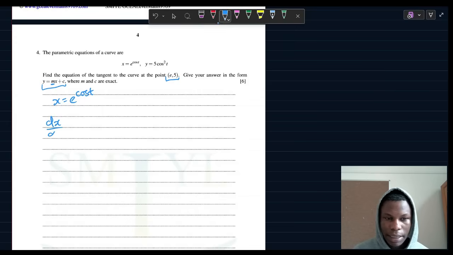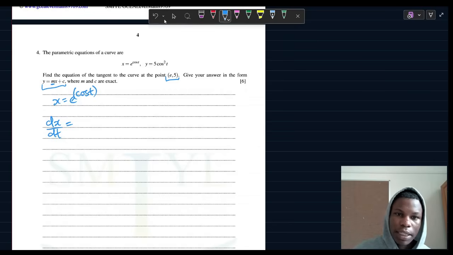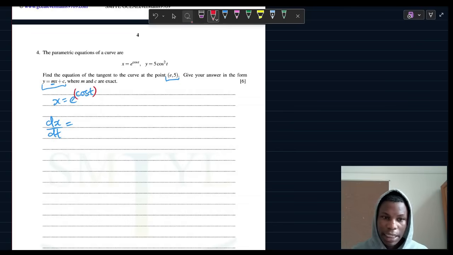So dx dt is equal to, so remember here we've got an outer function and an inner function. So what I've put in brackets, that's our inner function. So to differentiate, first start by differentiating the outer function. So the outer function, that's the exponential. So if we differentiate the exponential, that's just e to the cosine of t, and then the rule says differentiate the inner function. So now let's differentiate cosine of t.